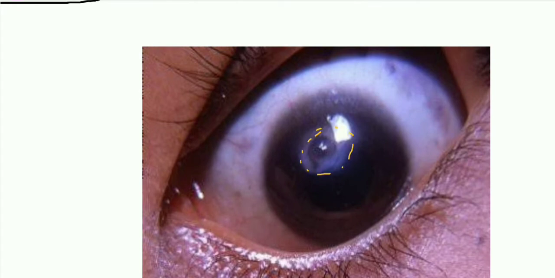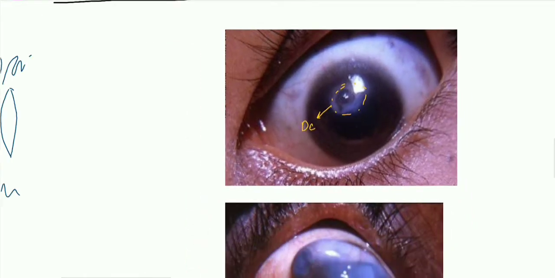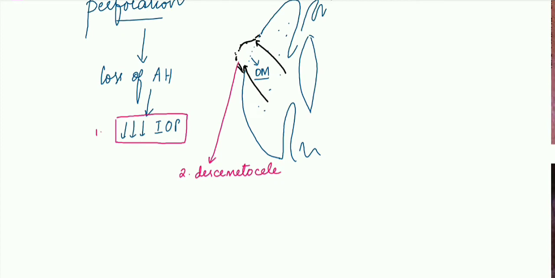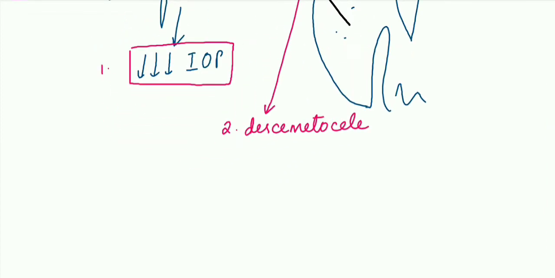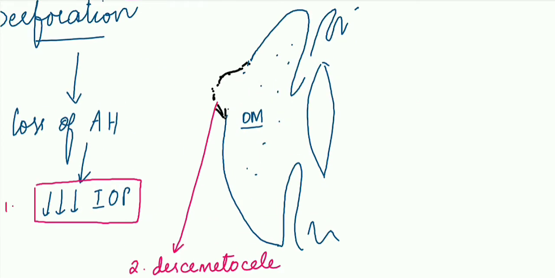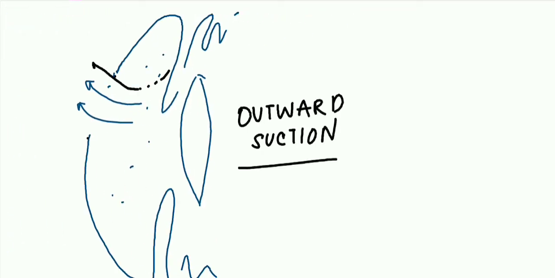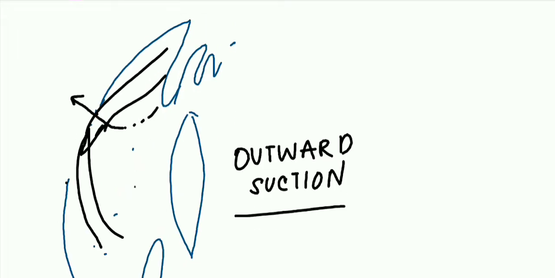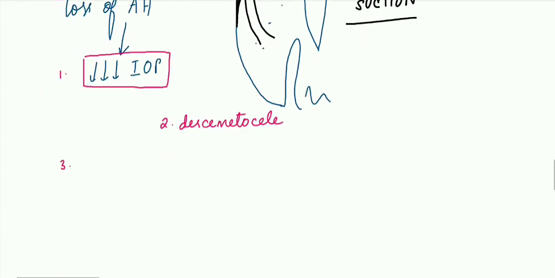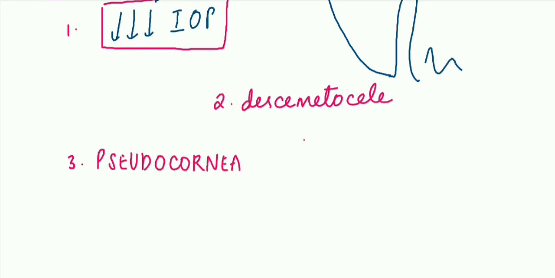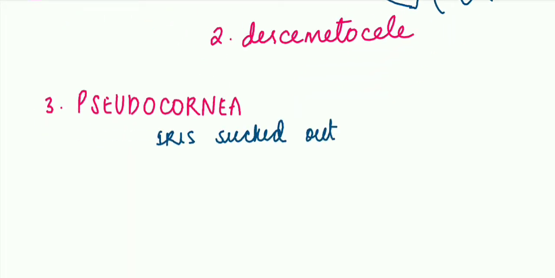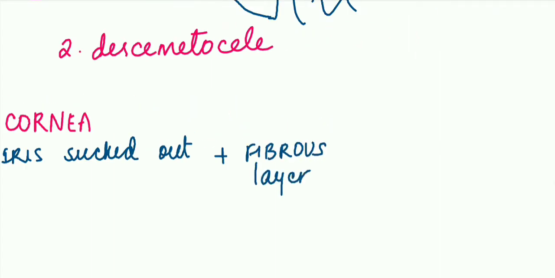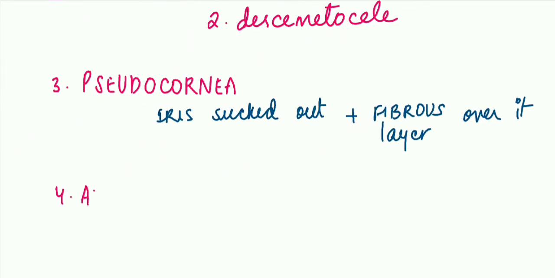We can see it in a photograph here. This yellowish ring, descemetocele, is a projection outside. So let's see the third complication. Let's say the Descemet membrane is involved and there is complete perforation, there is loss of aqueous humor, and this will cause an outward suction force to be exerted on the iris and ciliary body. The iris projects outside to form what is called pseudocornea. So the iris is sucked out and there is a deposition of fibrous tissue layer all over this. This is called pseudocornea, and the fourth one is anterior staphyloma.